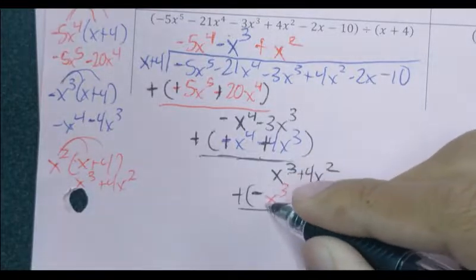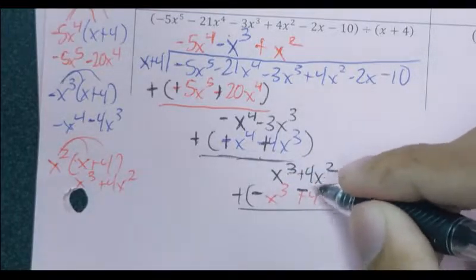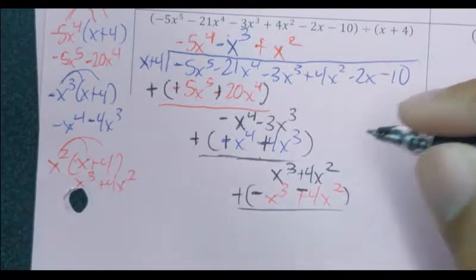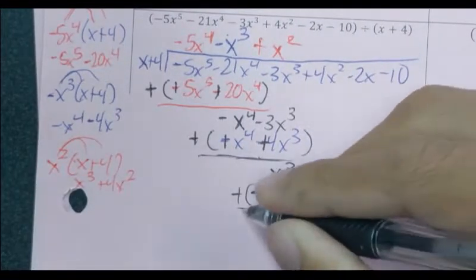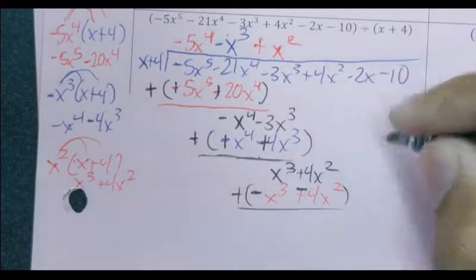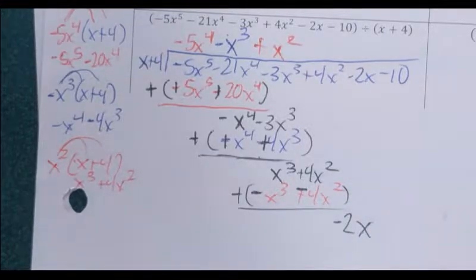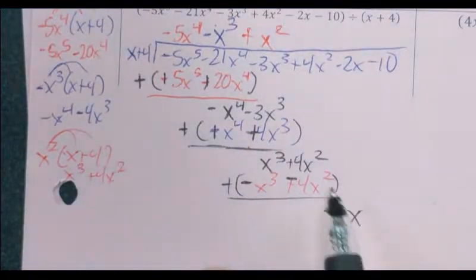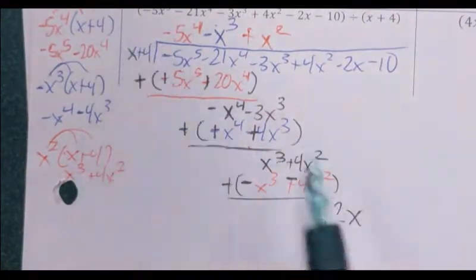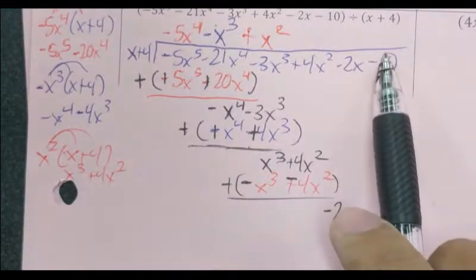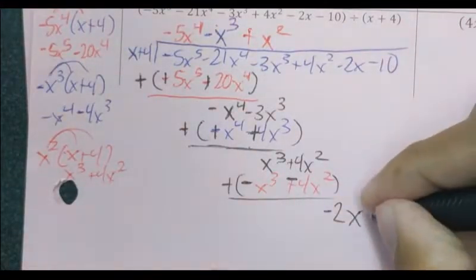Okay, so x cubed plus negative x cubed cancels out. 4x squared plus negative 4x squared also cancels out. Okay, so there's nothing. There's like a 0 if you want. Okay, bring down the next term. This situation is a little unusual because I have a binomial out here, so I need an equal amount of terms down here. So I need to bring down this second term at the same time.